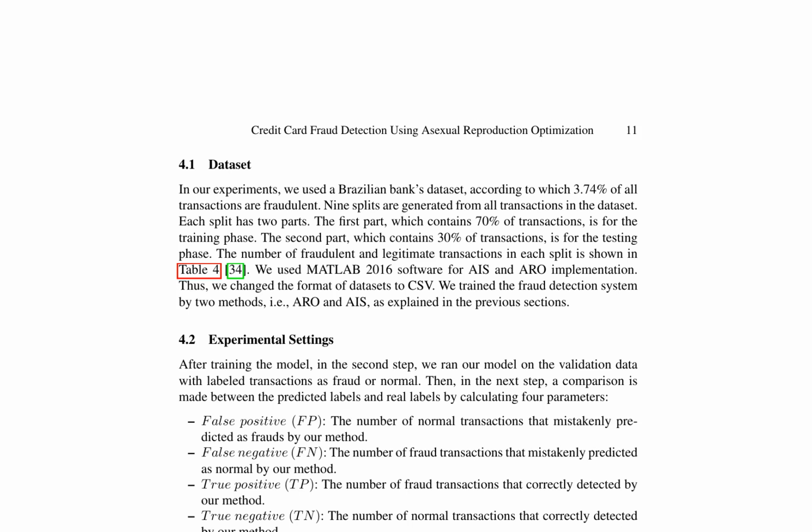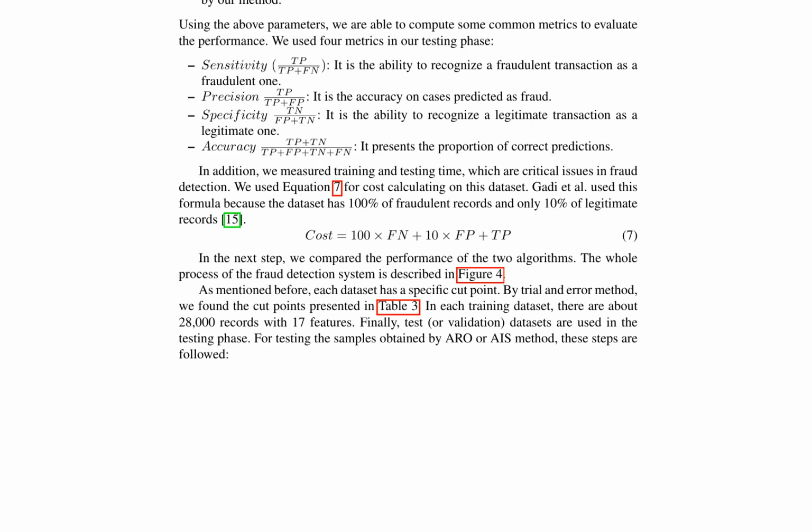The research focuses on credit card fraud detection using Asexual Reproduction Optimization (ARO) and Artificial Immune System (ICE) methods. The dataset used is from a Brazilian bank, with 3.74% of transactions being fraudulent.